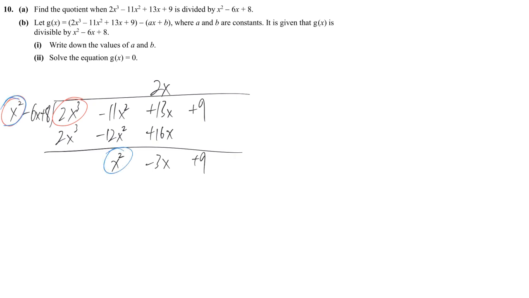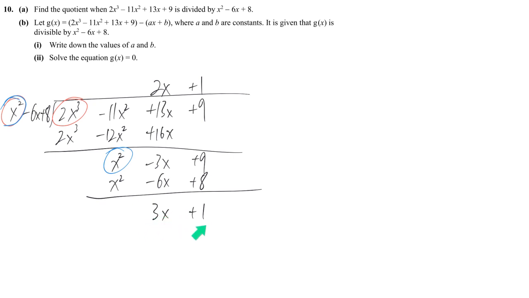x squared divided by x squared, positive 1. So everything times 1. And then we can calculate the remainder. The remainder is 3x plus 1. Beware that we can't use 3x divided by x squared here, so we just stop here.